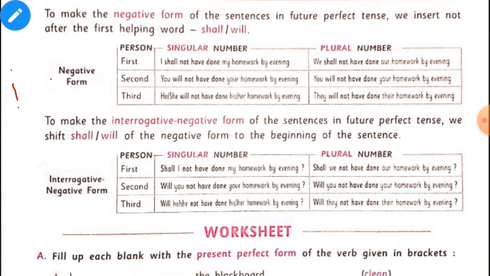And to make the interrogative negative form of the sentence in future perfect tense, we shift shall or will of the negative form to the beginning of the sentence. It means first of all we will have to shift will or shall, then subject, then not. Children, first of all will or shall, then subject, then not, then have, then third form, then object.